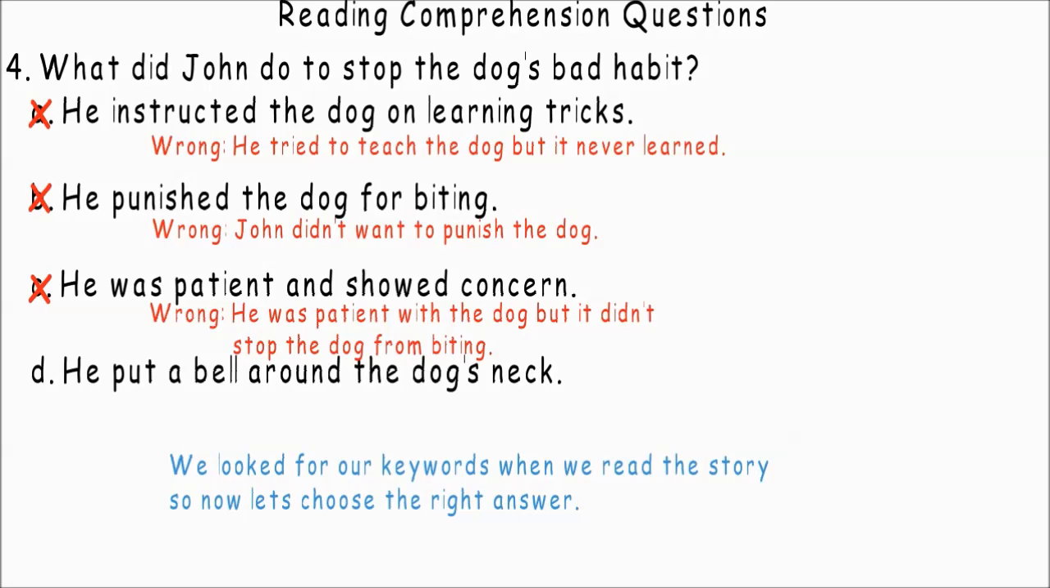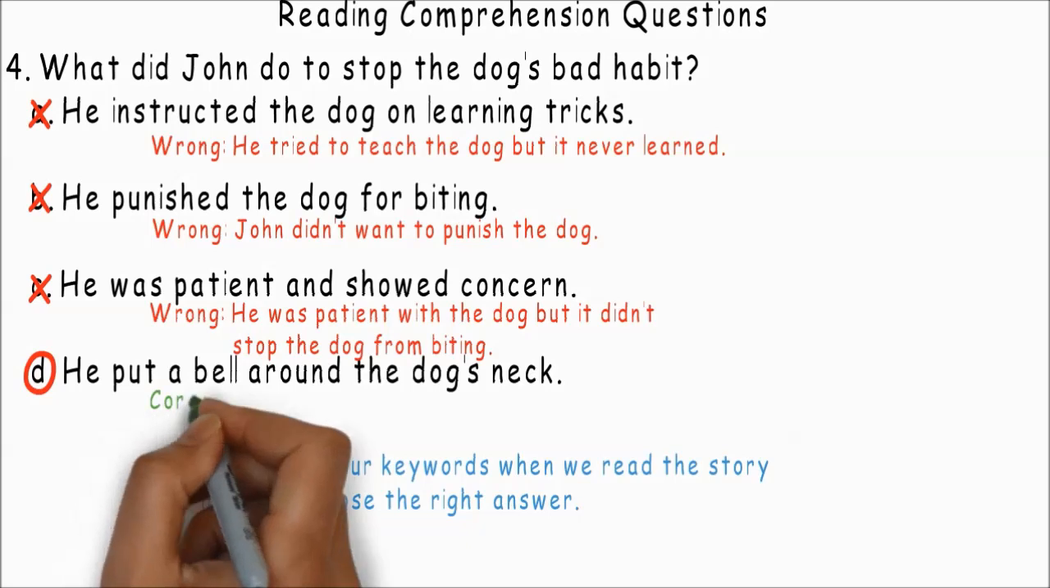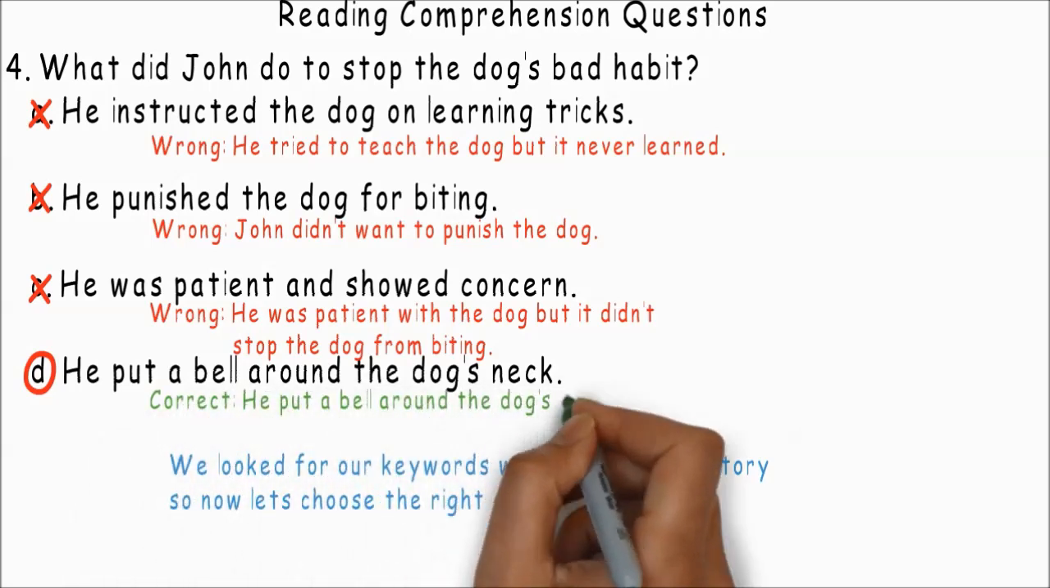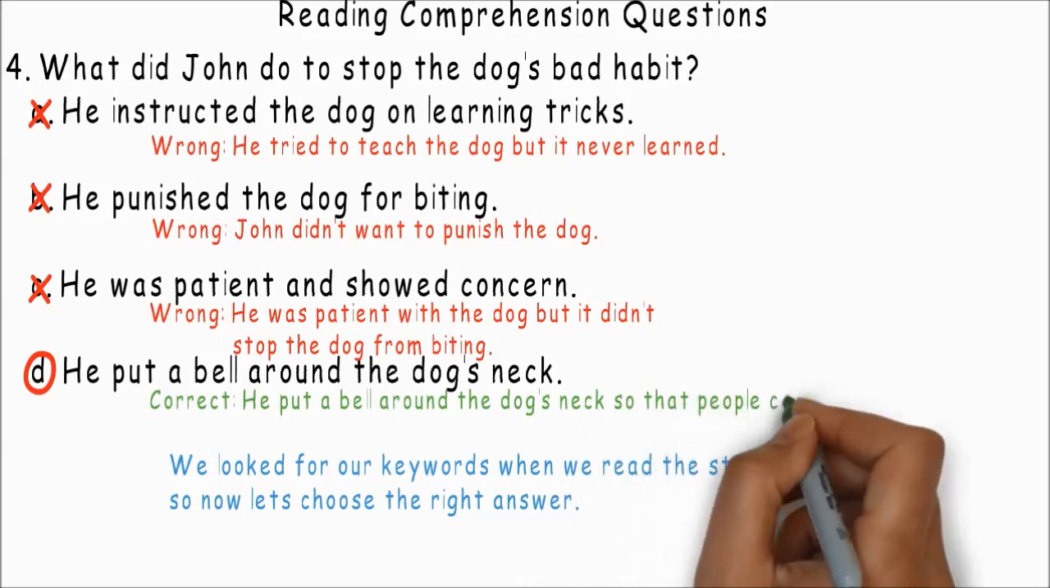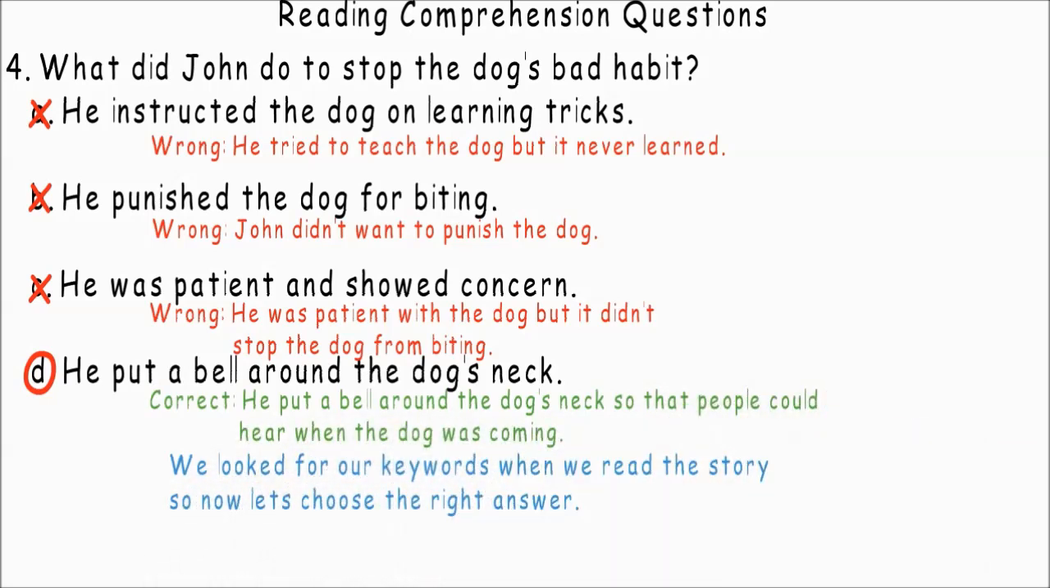He put a bell around the dog's neck. And this is true. He put a bell around the dog's neck so that the people could hear the dog coming. That was the advice of the people from the town.